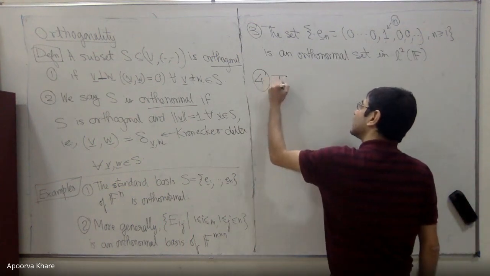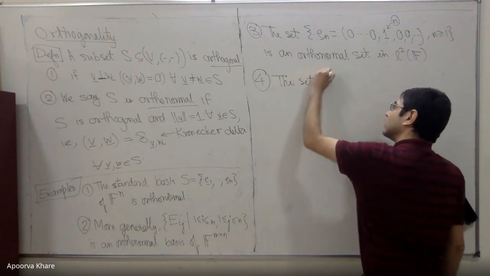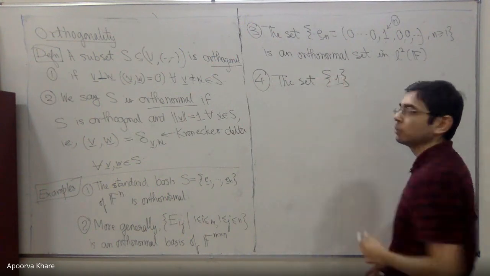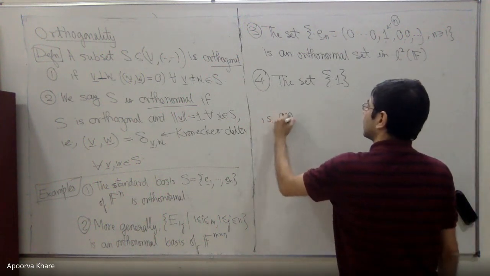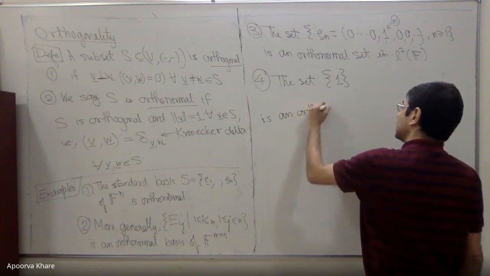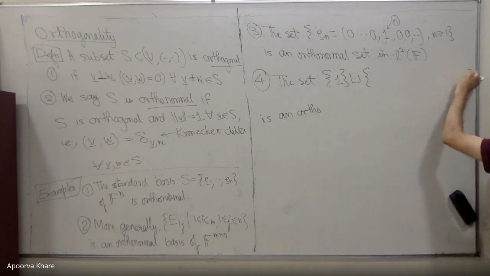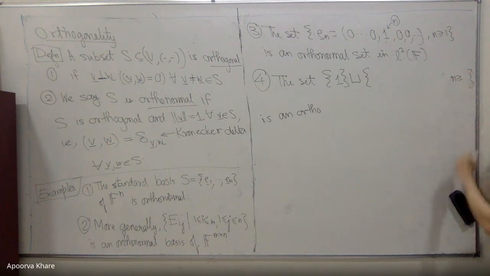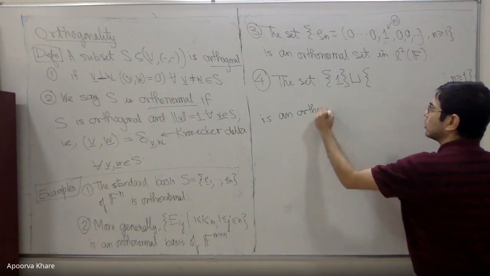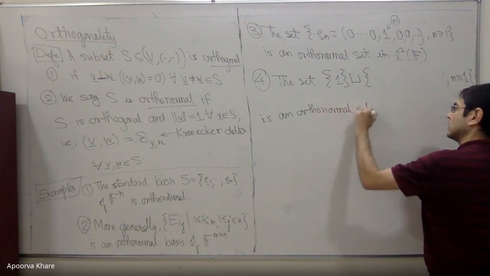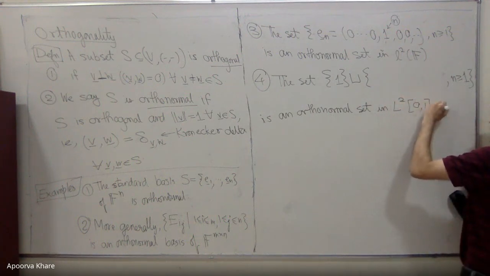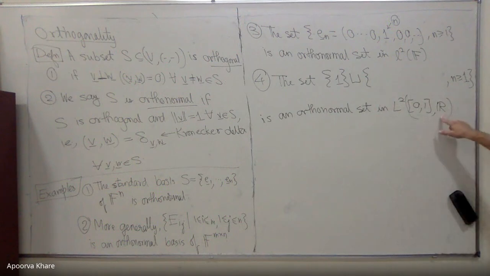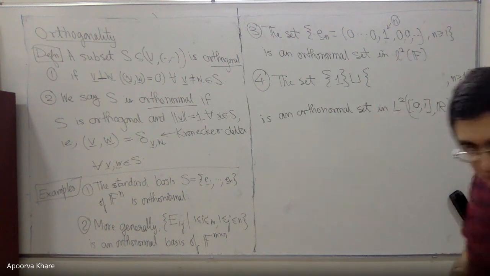The set, the first is the function identically equal to 1 on [0, 1]. I should say this is an orthonormal set, for n bigger or equal to 1, in L2 of [0, 1], let's say over R. This time I'm choosing R, not F, so I'm not choosing complex numbers.